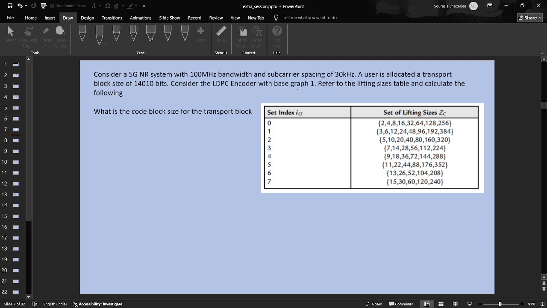So this is regarding the concept of LDPC encoding and decoding. Here we are concerned with base graph 1. We are given a particular block size, and of course a lifting size table is given. So we are supposed to find the code block size for the transport block. First of all, how many code blocks are going to be there, because we are given the transport block size.